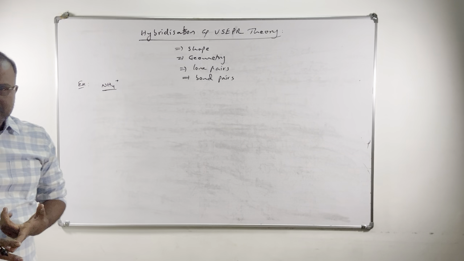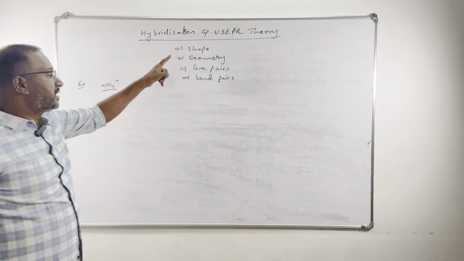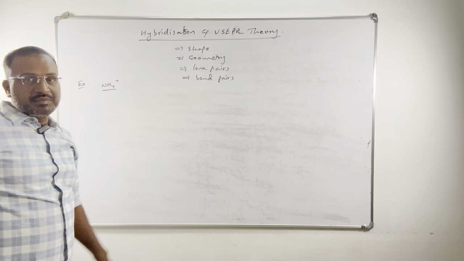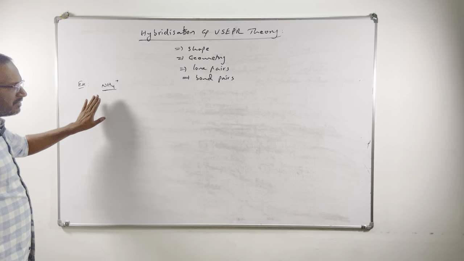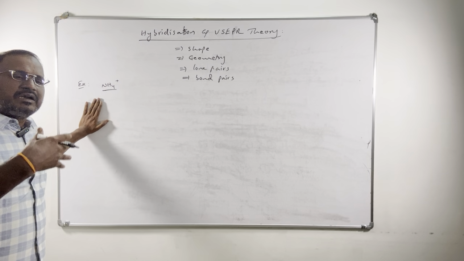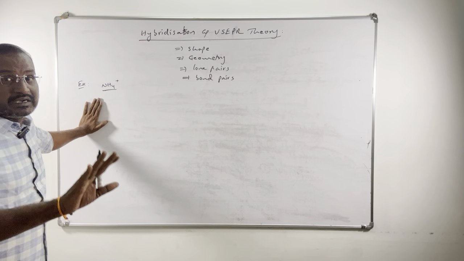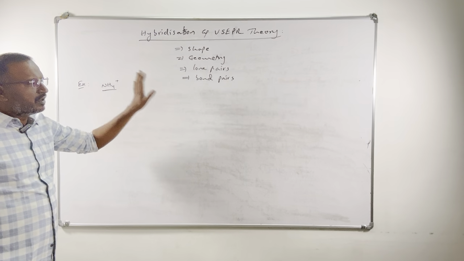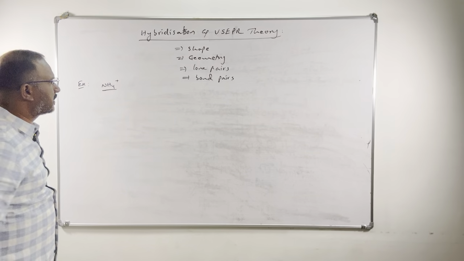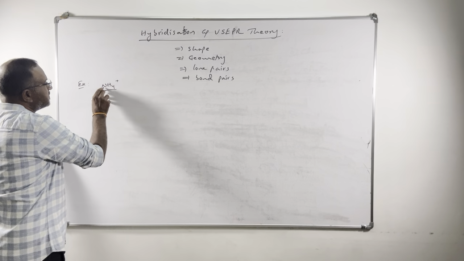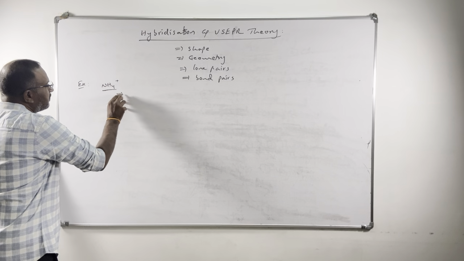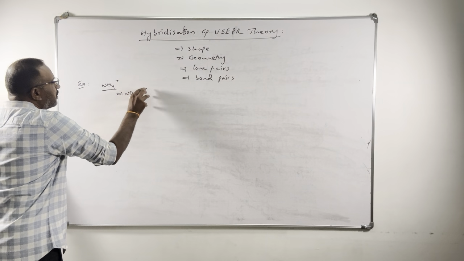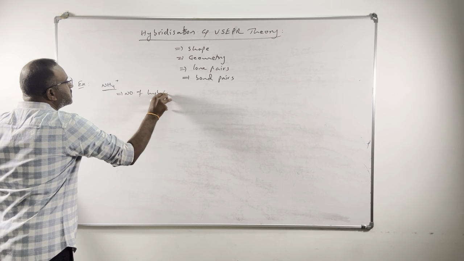What is the hybridization? What is the shape? What is the geometry? How many lone pairs and how many bond pairs are there in this case? Let us see. Not only this one, you can take any example. The procedure is this only, the way is this only. You apply it like this, and definitely you will get the correct answer. Here the central atom is nitrogen. So I'm calculating the number of hybrid orbitals.